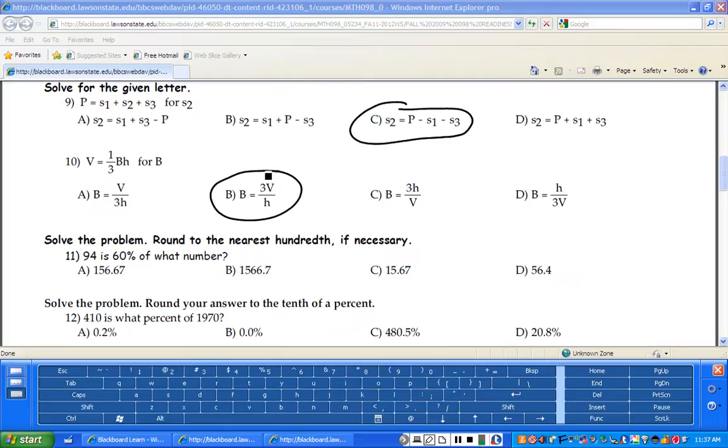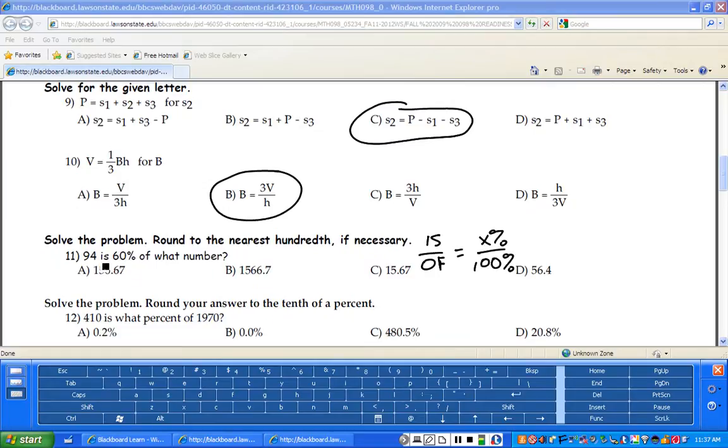For number 11, 94 is 60% of what number? Now, number 11 and 12 are ratio problems. So when you think ratio, what you're really doing is is over of equals some percent over 100%.